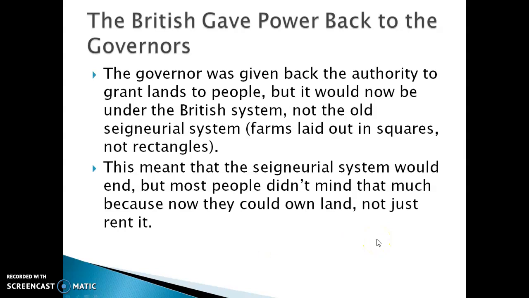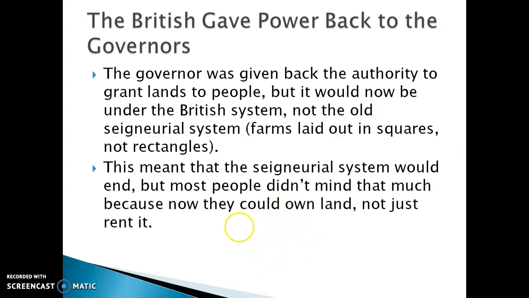The British also gave power back to the governors. Now, the governor was given back the authority to grant lands to people, but it would be now under the British system, not the old seigneurial system. So in other words, instead of handing out land in rectangles, it would be in squares.